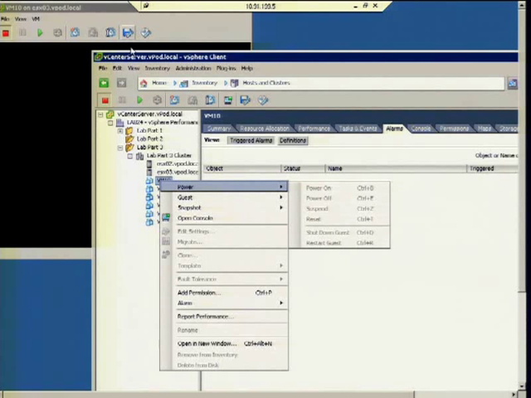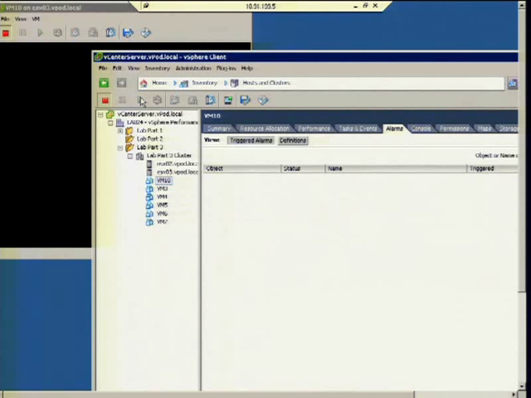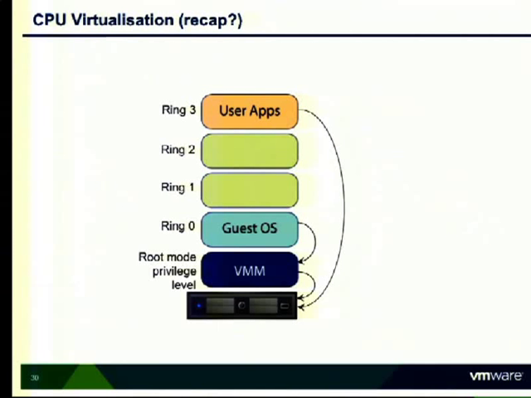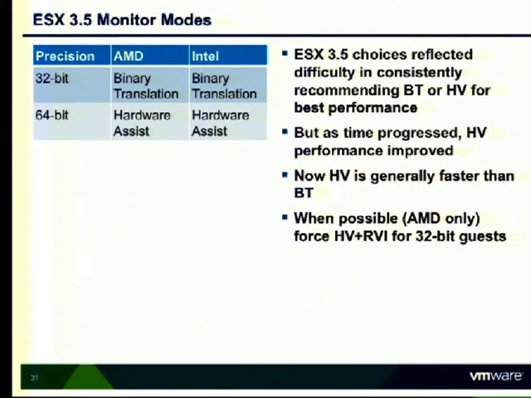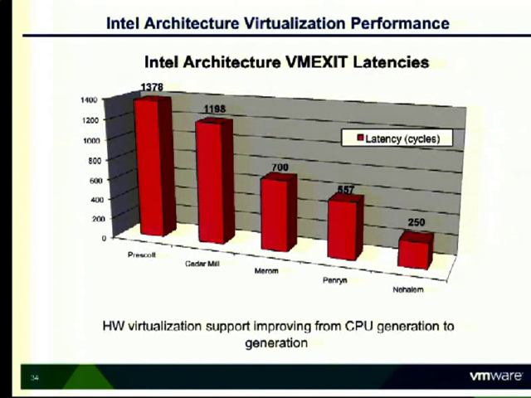So while we're waiting for that to go through, let's have a quick look at what binary translation actually means to us. So in the good old days, if we had 32-bit operating systems, we said that we'd use binary translation. If we had 64-bit operating systems, we suggested we use the hardware assist. But over time, as particularly Intel have improved their hardware virtualization, we managed to get these exit latencies down and down and down. So the penalty for using hardware virtualization has almost gone away. So now, basically, we use hardware virtualization.